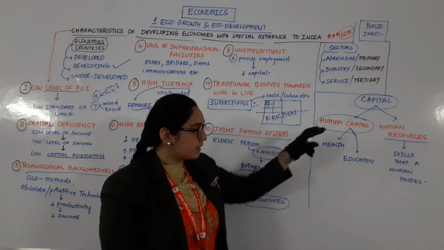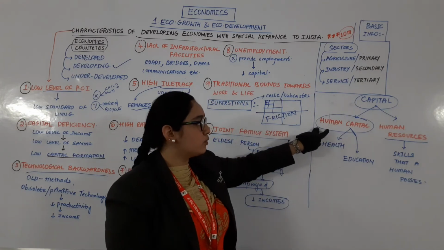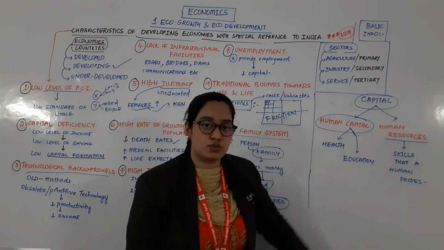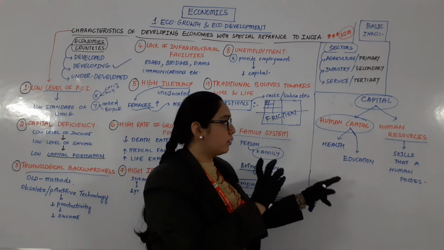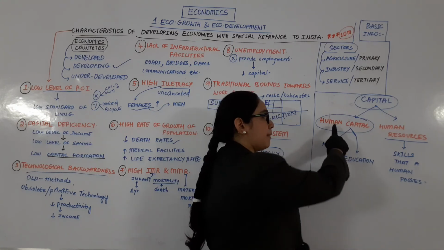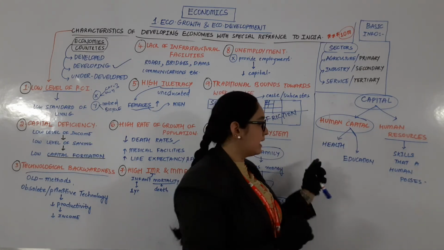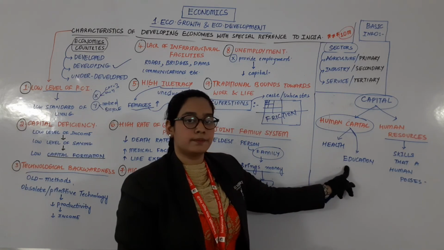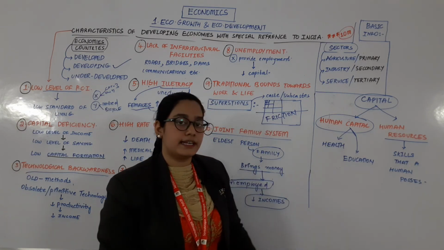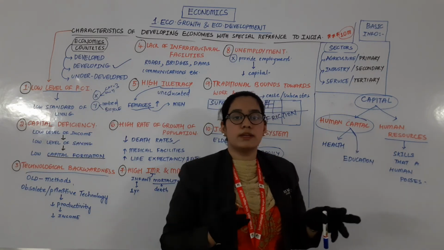One more small topic which was left is capital is divided into human capital and human resource. This is a very important topic, basic question you need to keep in mind. Human capital means the amount of capital invested on health and education is known as human capital. Human resource means what skills a human possesses.